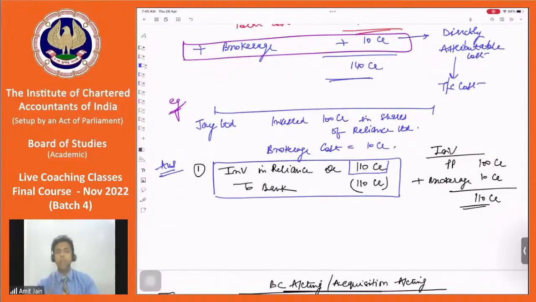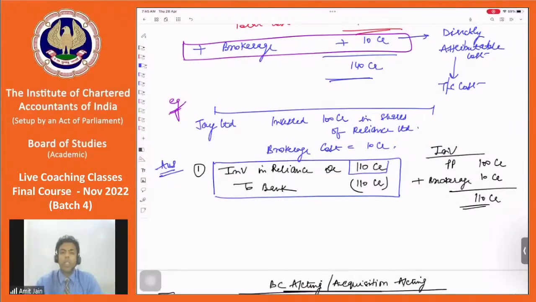I hope everybody has got the concept why we are capitalizing brokerage cost. Just take the transaction on you and think about it. Try to visualize this transaction. If you have paid 100 crore rupees to purchase the shares of Reliance, Bharti Airtel, or any other company, and you have paid brokerage commission, so will you charge that brokerage or commission to P&L?